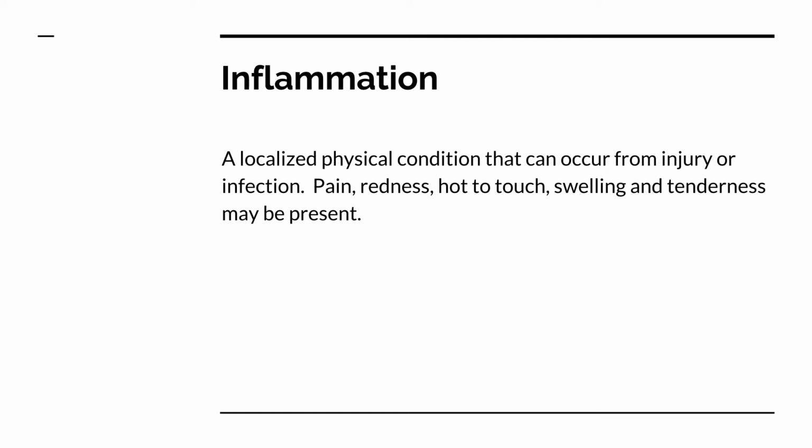Inflammation is characterized as a localized physical condition that can occur from injury or infection. Pain, redness, hot to touch, swelling, and tenderness may be present. Two examples. One from an injury would be from a sprained ankle. Generally, it is painful. It may be hot to touch, and almost always it swells. A second, infection: we've watched a video on an abscess before that has shown tenderness, pain, and redness around the area.